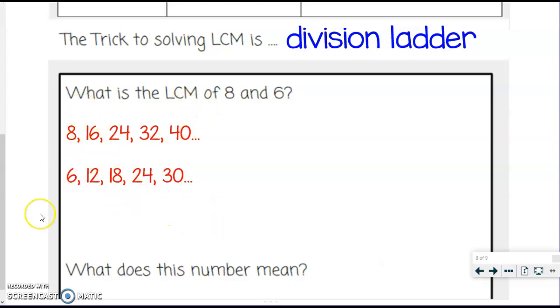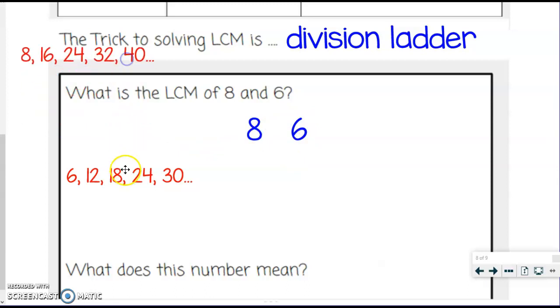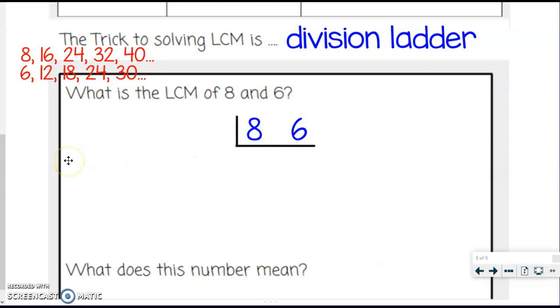So don't worry about this. We're not going to deal with listing them. We're going to start out with the division ladder just like we did before. You're going to have 8 and 6 in our division ladder, just like you have been, and you're going to start off the exact same way. Look at 8 and 6. What can you divide both of them by? Well, I notice that they're both even numbers, so I know that 2 goes into both of them.